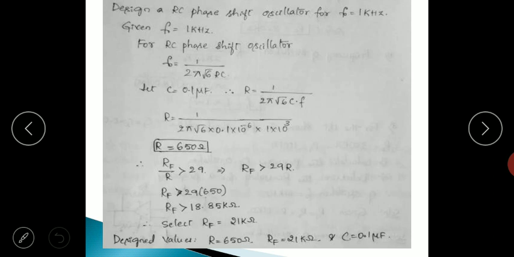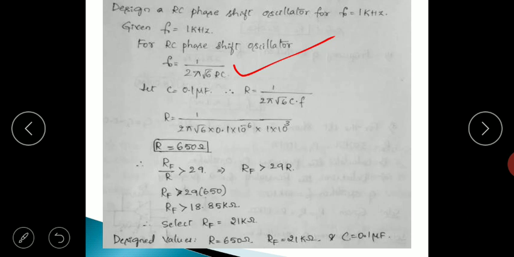So here in this example, what is asked? Design an RC phase shift oscillator for a frequency of 1 kilohertz. Only this statement is given. Now when they say design, normally we have to draw the circuit to be designed, think about what circuit elements are present in that circuit, and find the values of all those circuit elements. Now when we talk about the RC phase shift oscillator, we know that the frequency of oscillation F0 is given by 1 by 2 pi root 6 into RC.